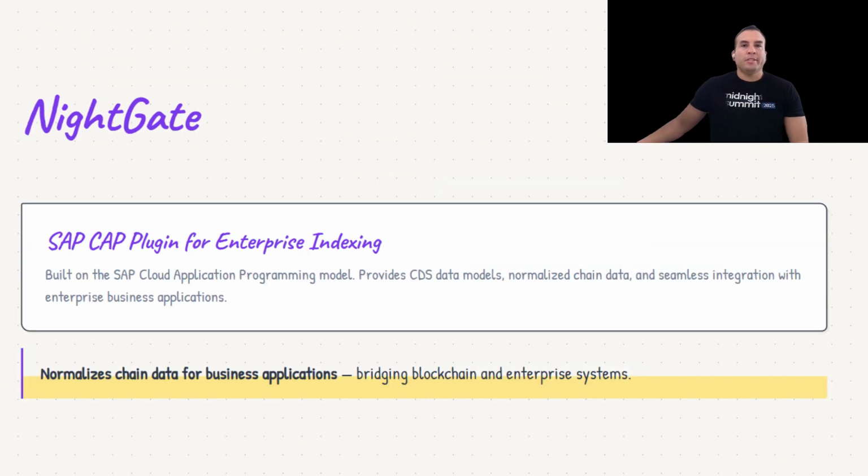NightGate is the enterprise play. It's a SAP Cloud Application Programming plugin that takes raw Midnight chain data and normalizes it into business-friendly formats using CDS data models. If you are in corporate environments where you need to connect blockchain data to ERP systems, CRM workflows, or business analytics, NightGate is how you bridge that gap.